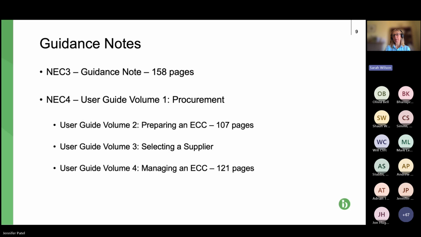I think the others all speak for themselves. But in total, we now have a lot more pages of explanation than even the original guidance notes. But useful. And also there are some quite useful precedents in there for forms, etc. So if we can move on to the next slide, please, Jen.